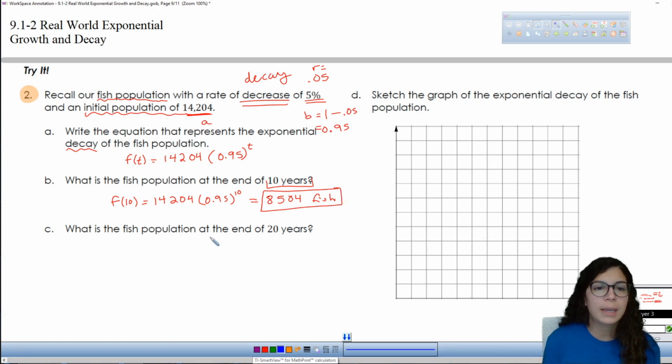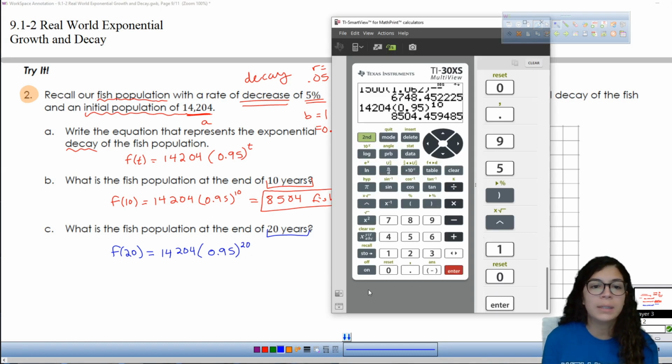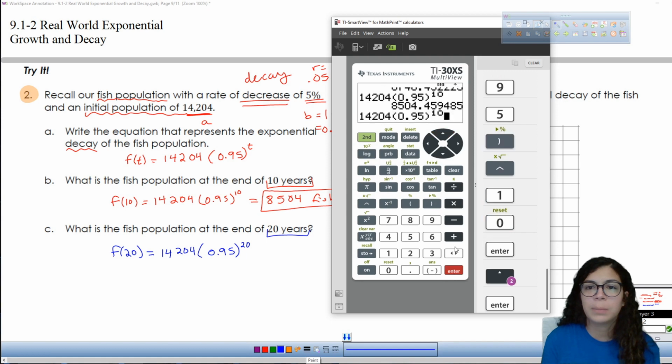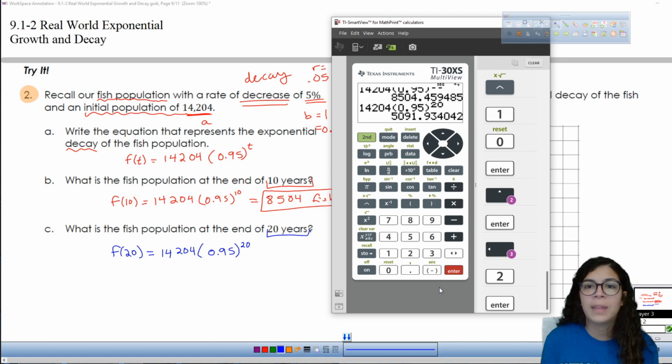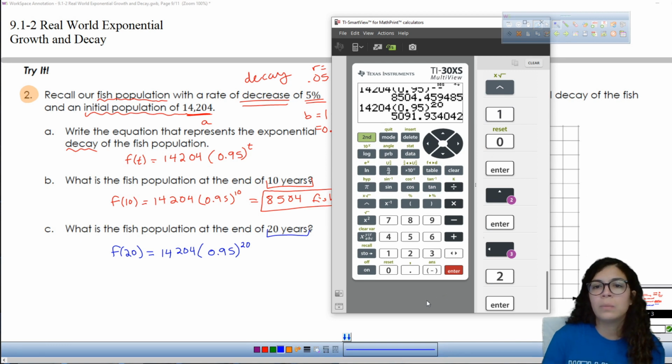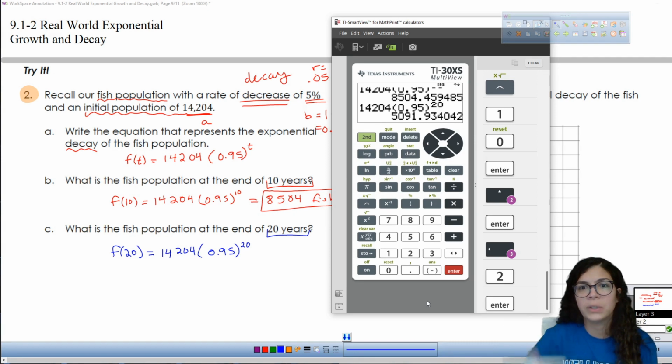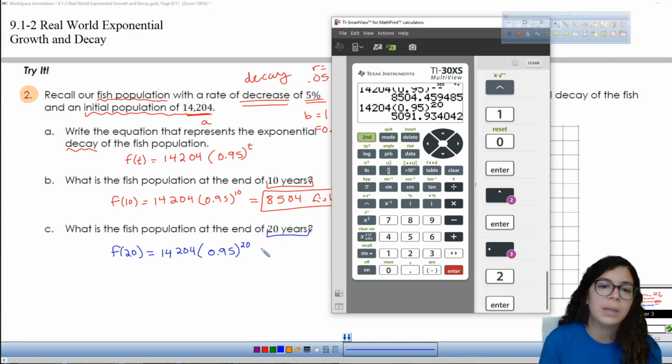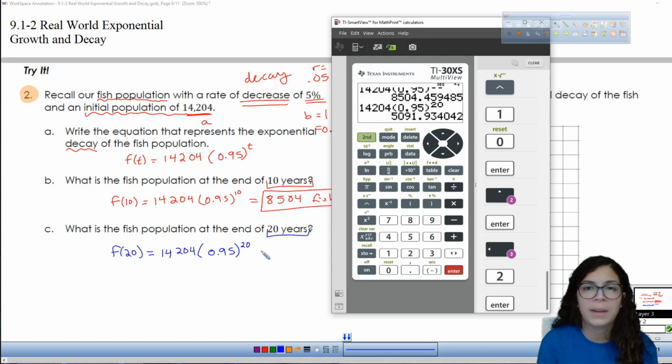And then part C is asking us, what about after 20 years? So we're just finding f of 20. And again, you're just plugging this into the function rule that you just found for any time t. Now we're using 20 for time t. So I'm just going to go ahead and replace the 10 with 20. And we get 5,092, and we'll round that last fish to the whole fish, so we'll say it's 5,092 fish. Technically, we haven't lost that last fish yet, but we'll go ahead and round it to 5,092.